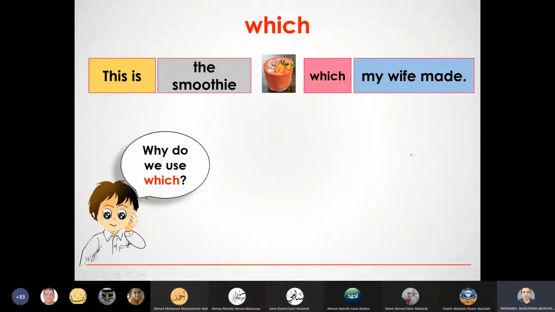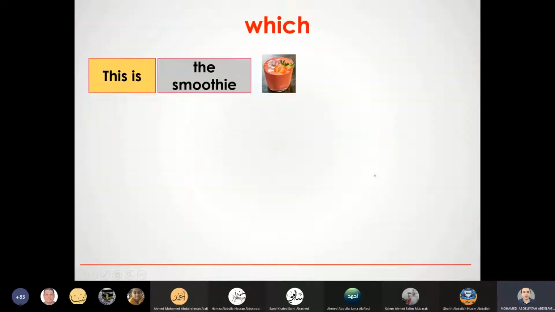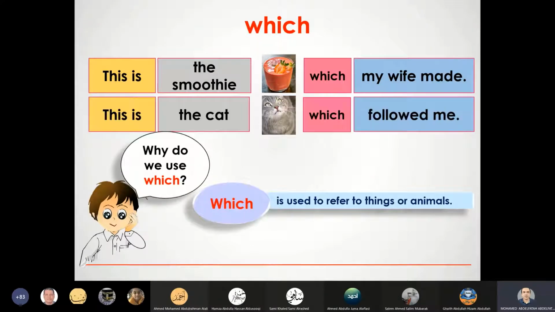So students, we use the relative pronoun who for people, and we use the relative pronoun which for things and animals. Now students, listen carefully to me. I am going to read the two examples again. This is the smoothie which my wife made. This is the cat which followed me. Smoothie is something, the cat is an animal, and that is why I used the relative pronoun which.